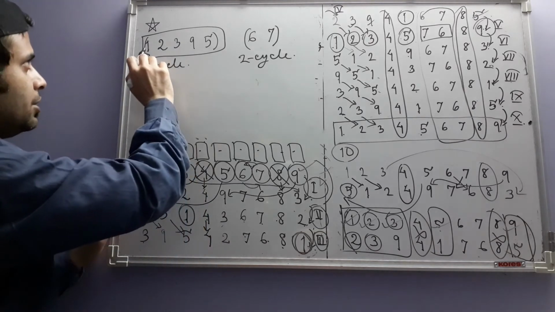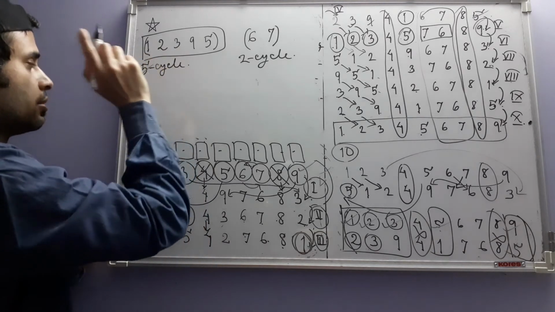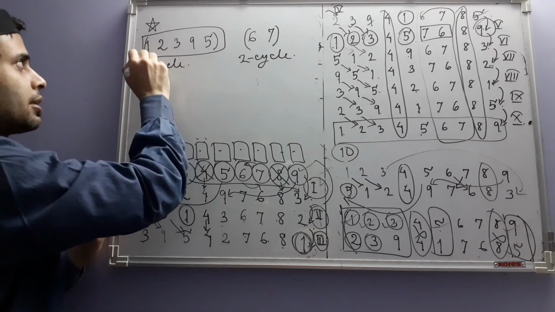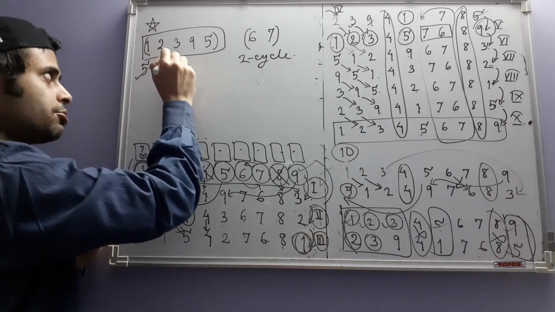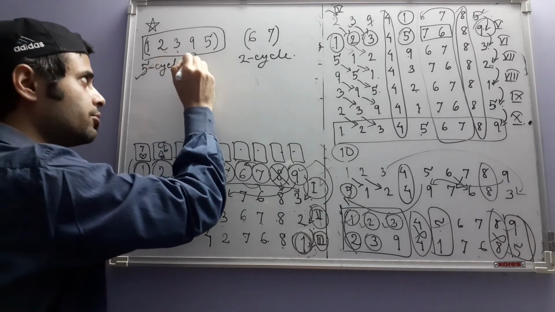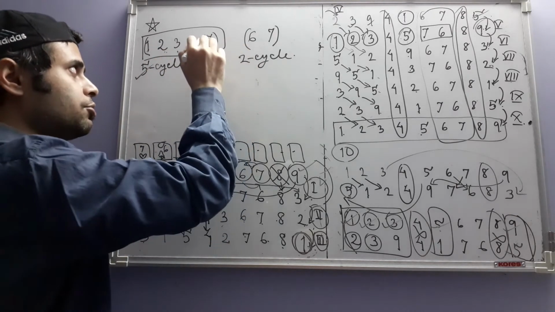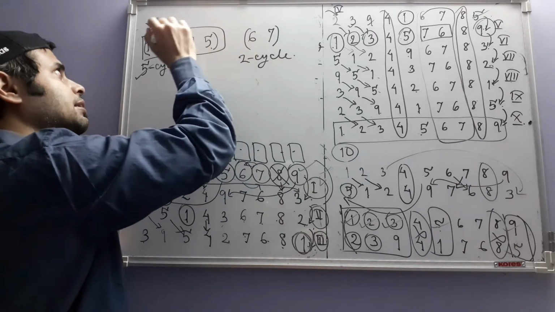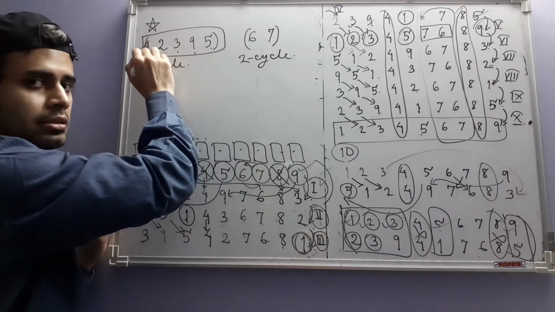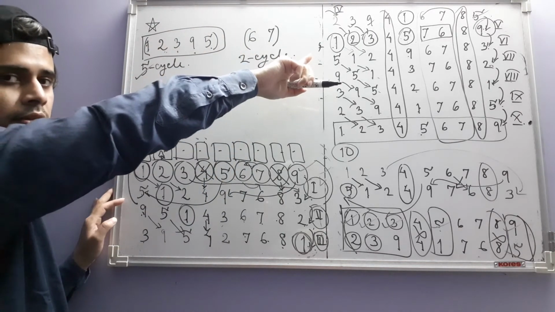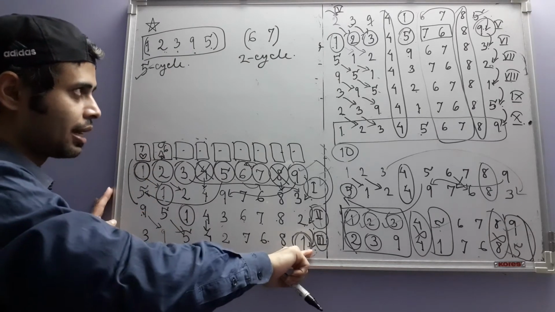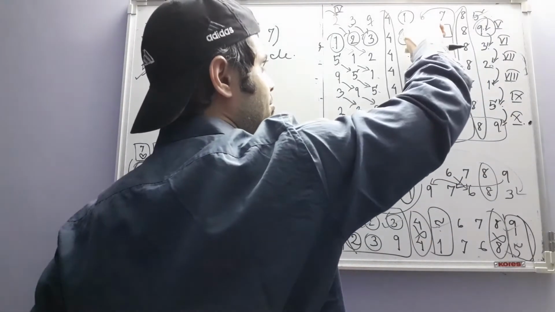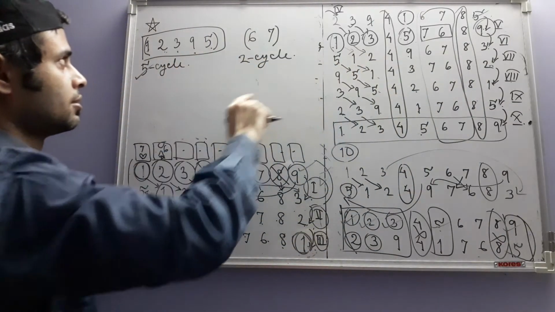You see, when we apply the shuffling scheme, 1 goes to 2nd place. Then it goes to the 3rd place. Then it goes to the 9th place. Then it goes to the 5th place. And then again it should come back to the 1st place. And that has happened. 1 goes to the 2nd place, 3rd place, 9th place, 5th place, 1st place.